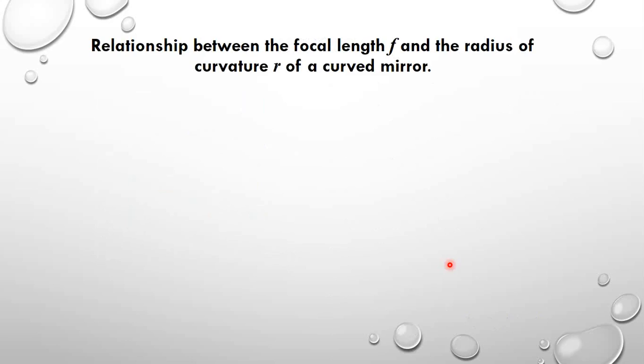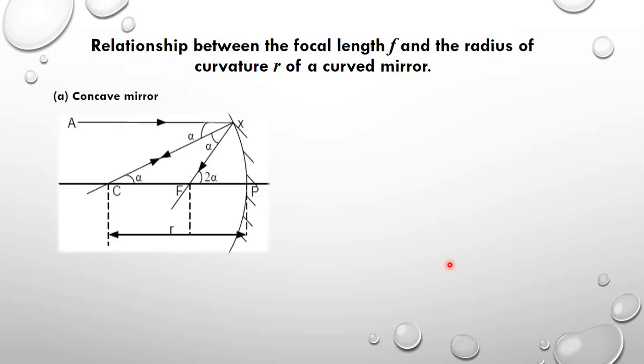Let's begin by looking at the relationship between the focal length f and the radius of curvature r of a curved mirror. So let's begin by looking at that using a concave mirror. So we have here our concave mirror. We shall draw a ray AX, a ray parallel to the principal axis. That ray AX parallel to the principal axis is going to meet the mirror surface and then it will be reflected according to the law of reflection, and it is going to pass through the focal point or the principal focus.